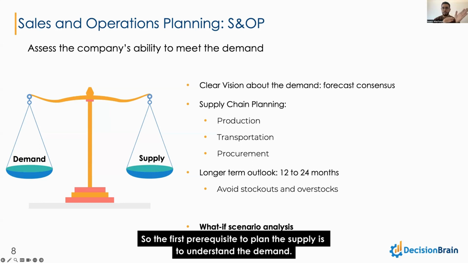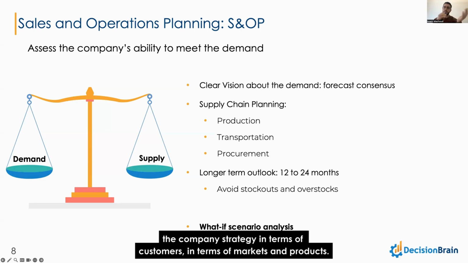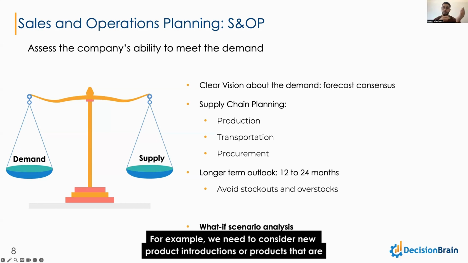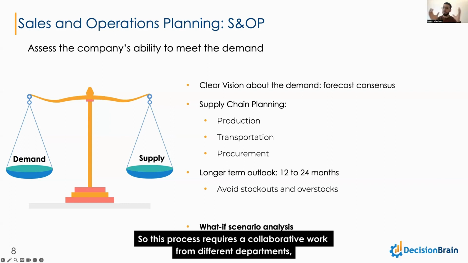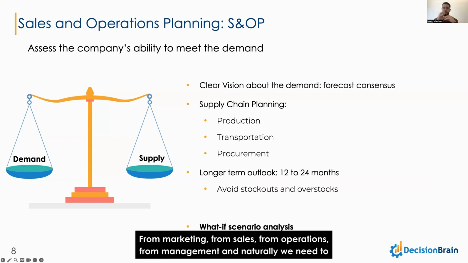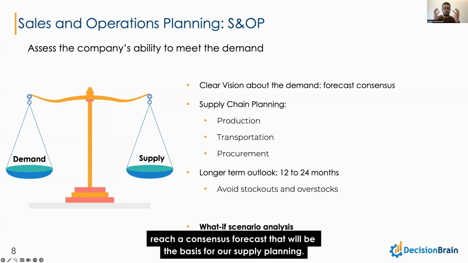So the first prerequisite to plan the supply is to understand the demand. So what will be the future demand? For that, we need to clarify the company strategy in terms of customers, in terms of markets and products. For example, we need to consider new product introductions or products that are discontinued. Then we need to forecast the demand for the planning horizon. This process requires a collaborative work from different departments, from marketing, from sales, from operations, from management. And naturally, we need to reach a consensus forecast that will be the basis for our supply planning.